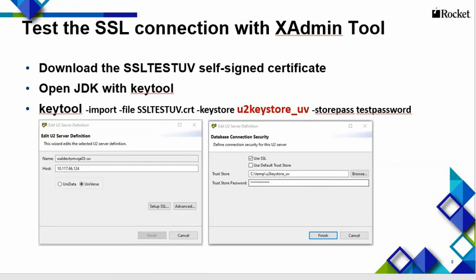If you're running in a Java environment, for example the XAdmin Tool, and you also want to set up SSL, then you need to create a keystore. Just download the self-signed certificate. Then in your environment, OpenJDK has a keytool, so you can run the keytool command on the Windows environment. Run this command to create a keystore. After you create a keystore for XAdmin, you can set where the keystore and password are, and then you can run the XAdmin tool with the SSL environment.